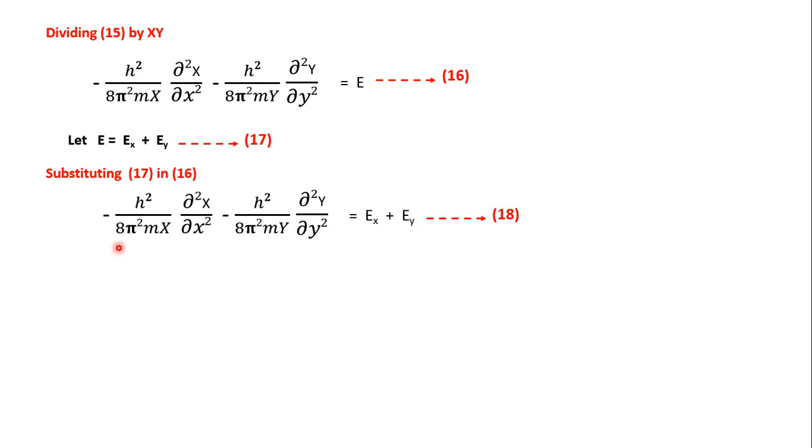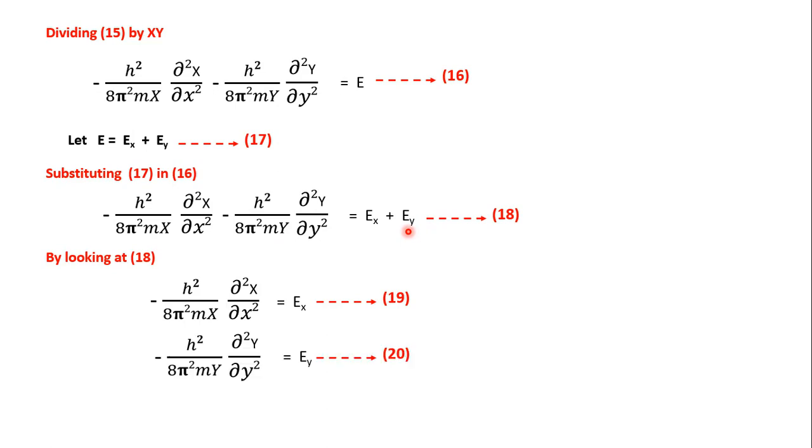So equating the first term, which is x dependent on the left hand side, to the x dependent term on the right hand side, we get minus h square by 8 pi square m X into del square X by del a square equal to Ex X. Similarly, the y dependent term on the left hand side is made equal to the y dependent term on the right hand side, and we get something like this. We have to solve these two equations. That is what we are going to do.